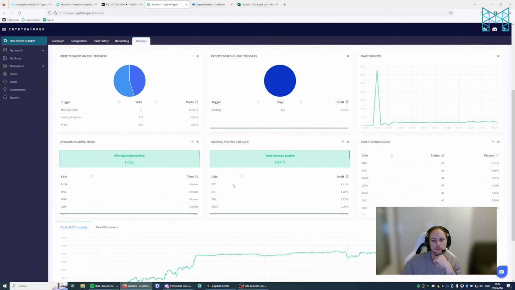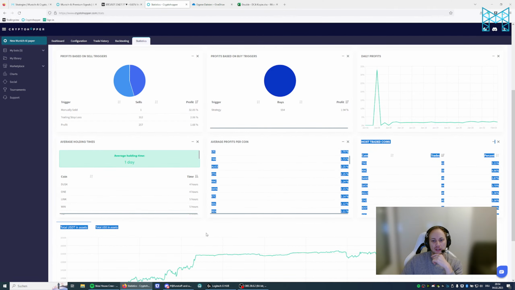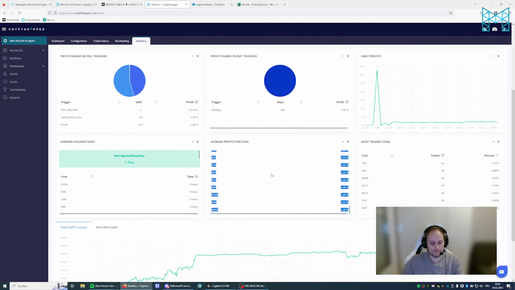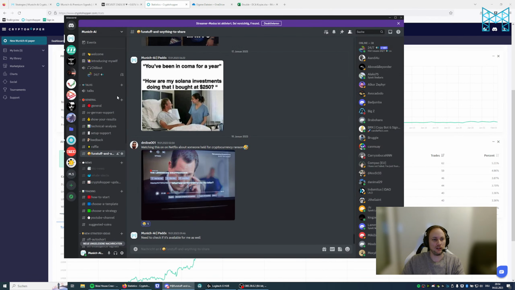Also, from my strategy, a lot of people are asking which are the really good, profitable coins we can trade. So in my case, I can share the recent good coins here. I will just copy it, and I will also make some advertisement for my Discord.